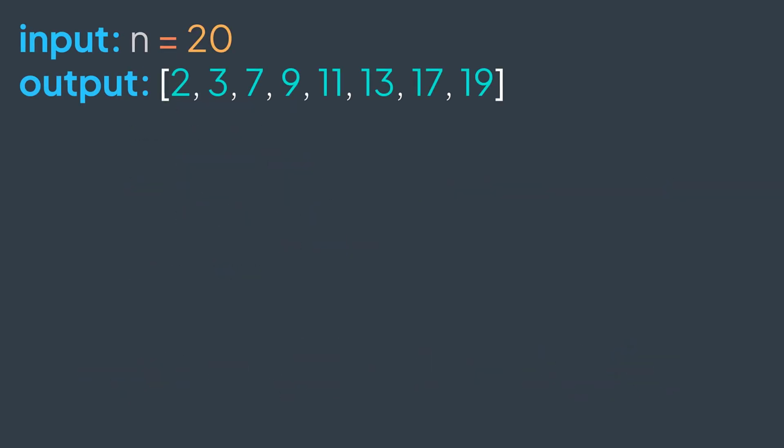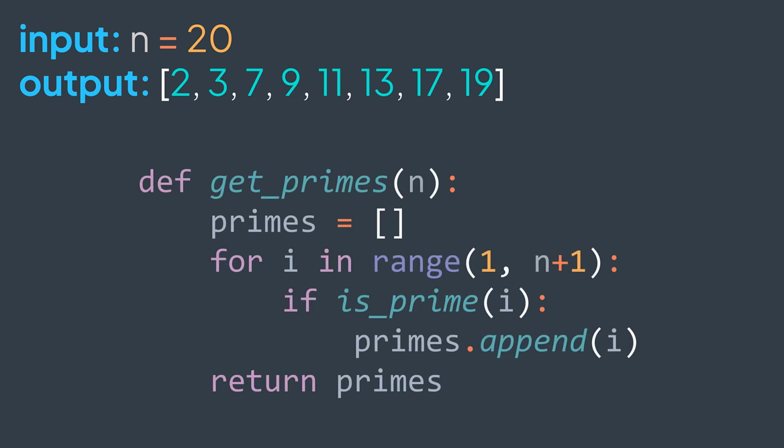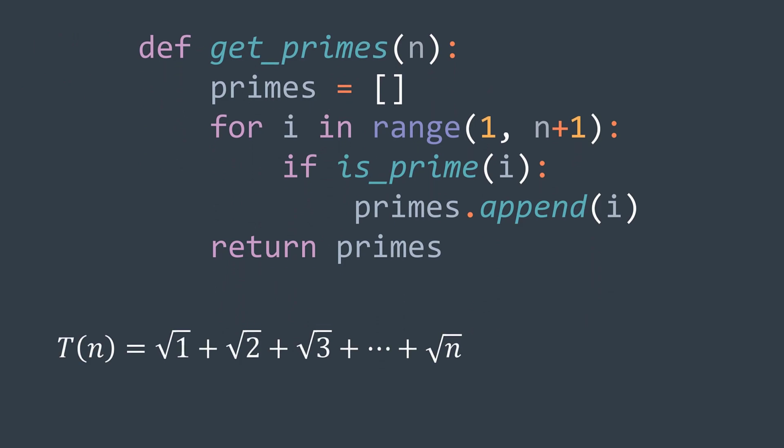For example, if n is 20, we want all prime numbers that are smaller than or equal to 20. We get 2, 3, 5, 7, 11, 13, 17, and 19. We can just apply the method we've seen now to each number to see if it's prime. We apply it to 1, 2, 3, and so on until n, while storing all those for which the function returns true. And our function that checks if a number is prime costs O of square root of n time, so the total cost to apply to numbers from 1 to n will be square root of 1 plus square root of 2 plus square root of 3 and so on until square root of n.